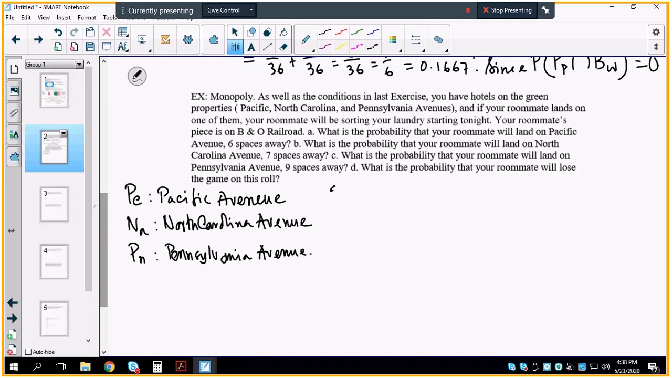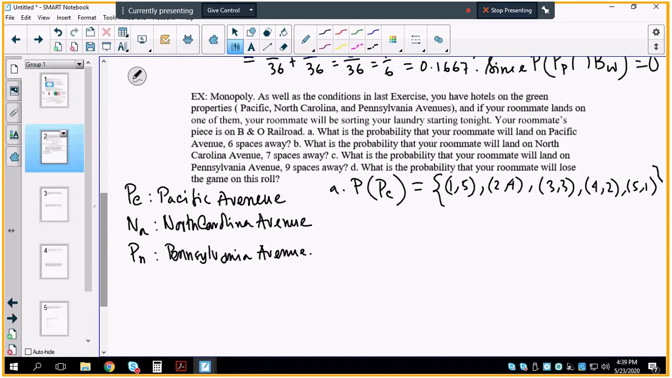So first one, probability of Pacific Avenue. This is 6 spaces away, and so I need a sum of 6. So the way I can get them is I can get 1 and 5, I can get 2 and 4, 3 and 3, I can get 4 and 2, I can get 5 and 1, and that's it. So how many total options I have? I have 5 total options, so the probability is going to be 5 over 36. So let's keep it in this form.